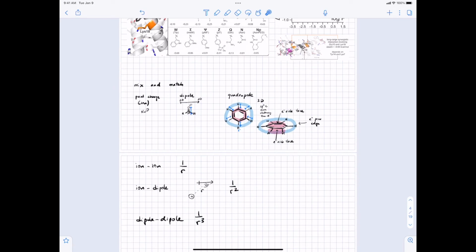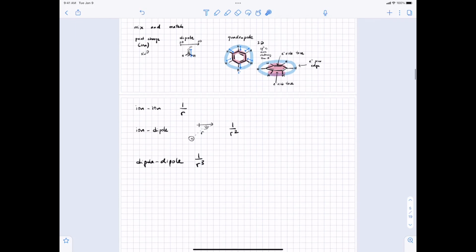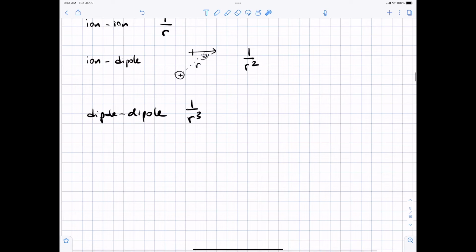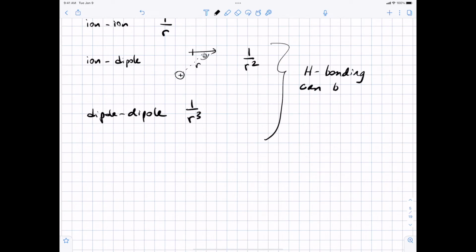Okay, so I want to talk about hydrogen bonding now, because that's one of the most famous of the interactions. Some texts will write hydrogen bonding as its own thing, but hydrogen bonding could be an example of either the ion-dipole or the dipole-dipole interactions. Okay.